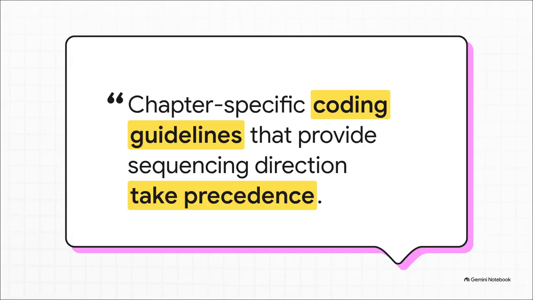Now, when you're coding for high-severity conditions like respiratory failure, you might be tempted to just lean on textbooks, like Buck's Step by Step. But here's the deal. The CMS guidelines are the absolute law. As this quote lays out, chapter-specific coding guidelines that provide sequencing direction take precedence. That means if CMS has a specific rule for a diagnosis, it completely overrides any textbook, period. It dictates exactly how that claim must be sequenced.